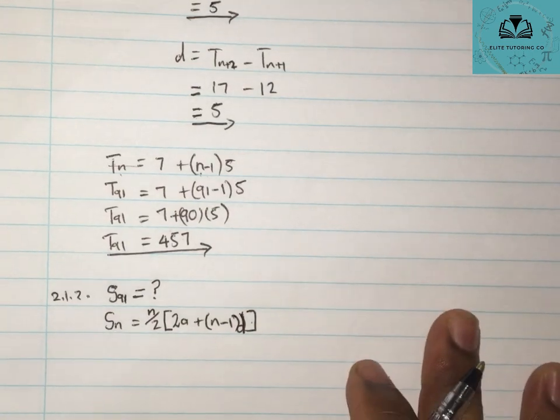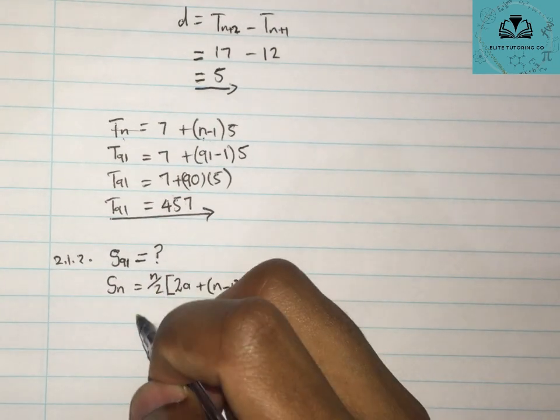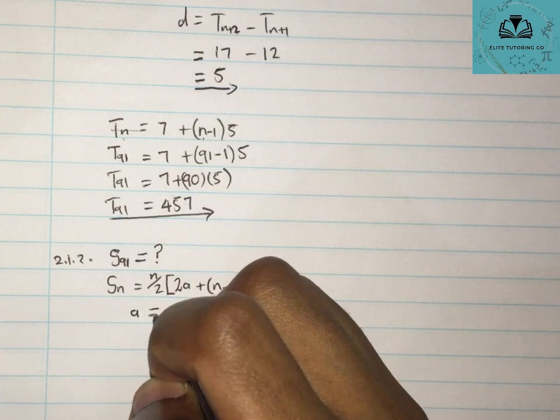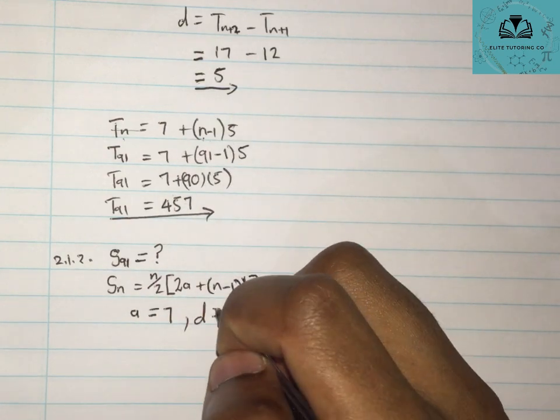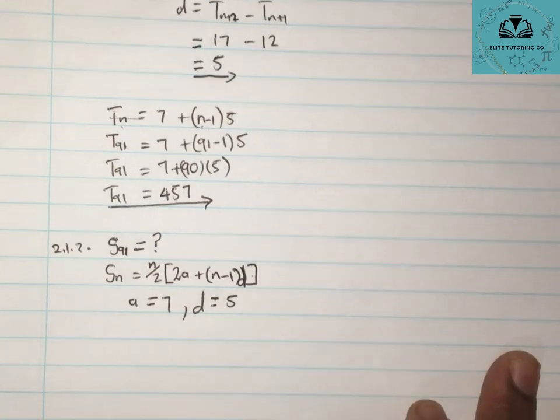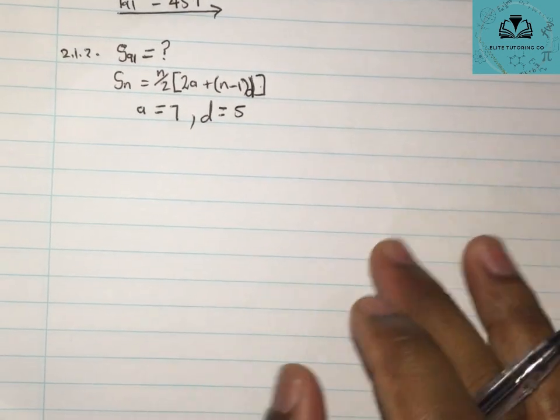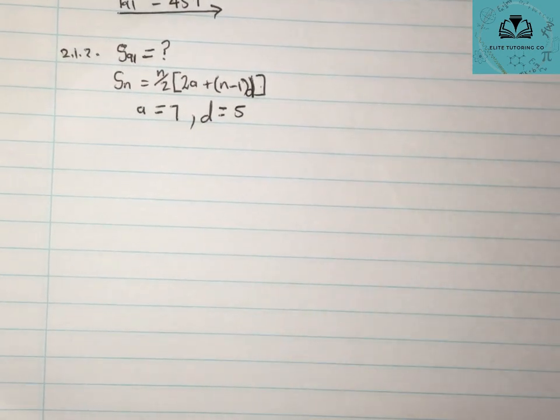So here we have the formula, and then we ask ourselves, what is the value for a? And we say that, of course, we've already solved that one out, it was 7. Then what is the value for d? We did not calculate it again since you already have 5 from above, so we'll say d is equal to 5. Then now we'll have to substitute these values into the sum to n terms formula.